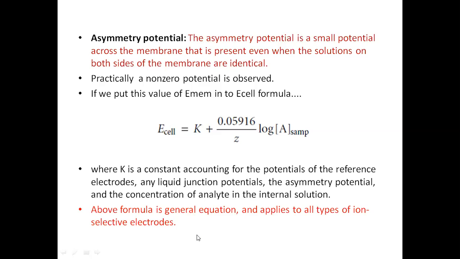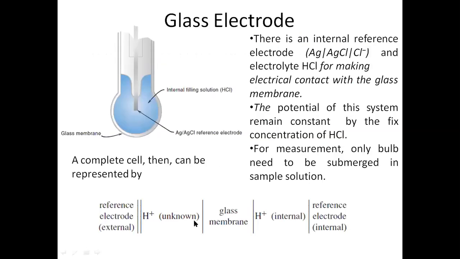So this is about the last lecture, and this is the final formula which we get to find the potential of any kind of ion selective electrode. Now today we are going to learn some specific ion selective electrodes. First is the glass electrode. Now what is a glass electrode?